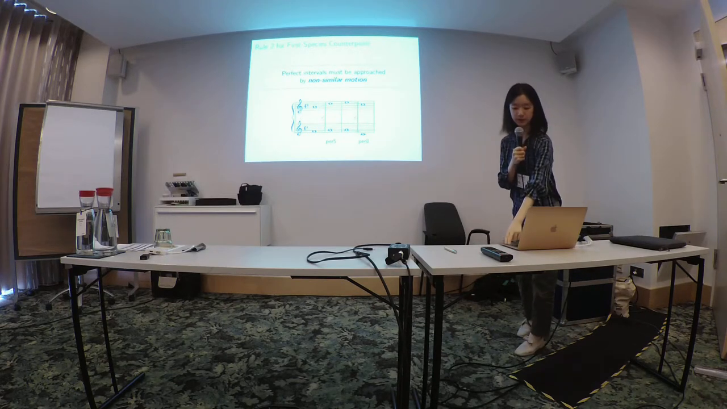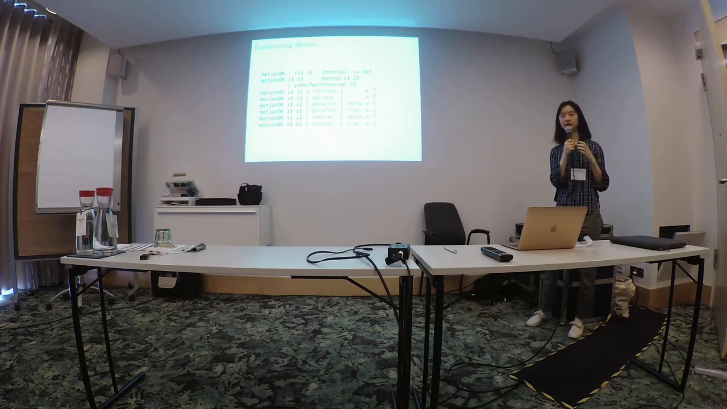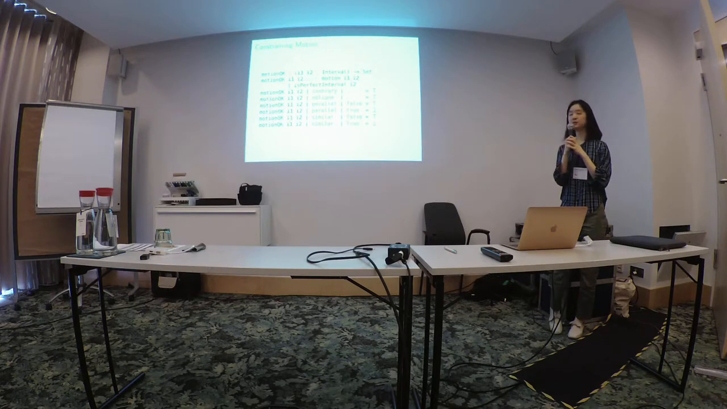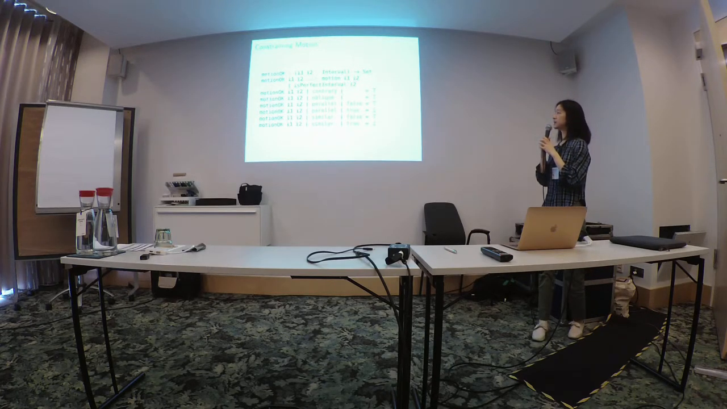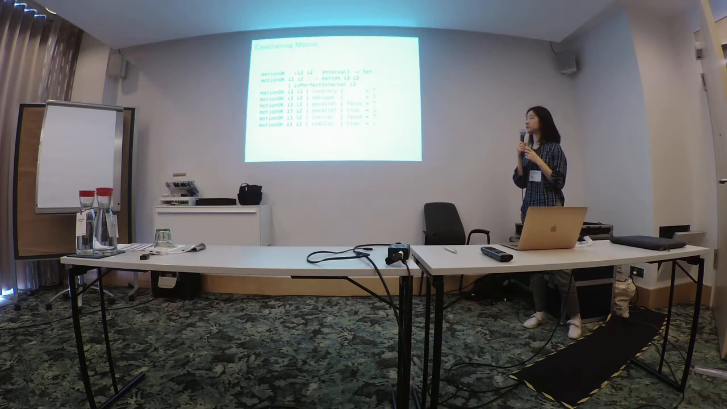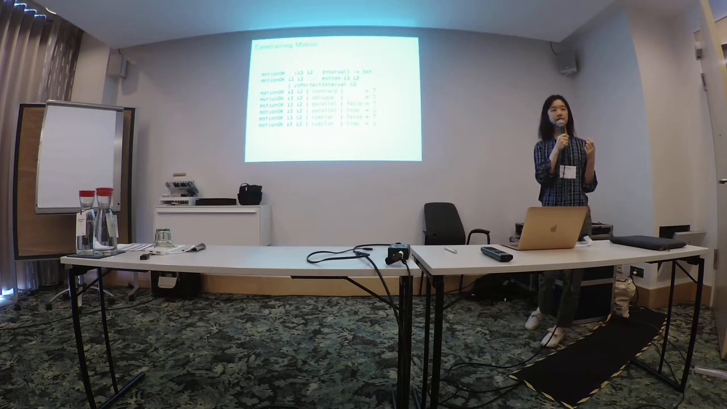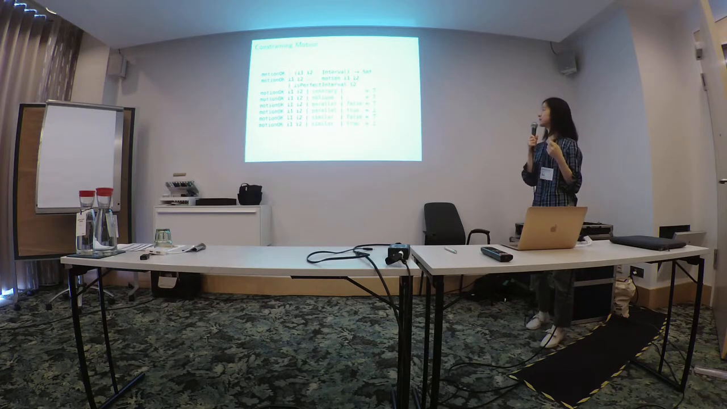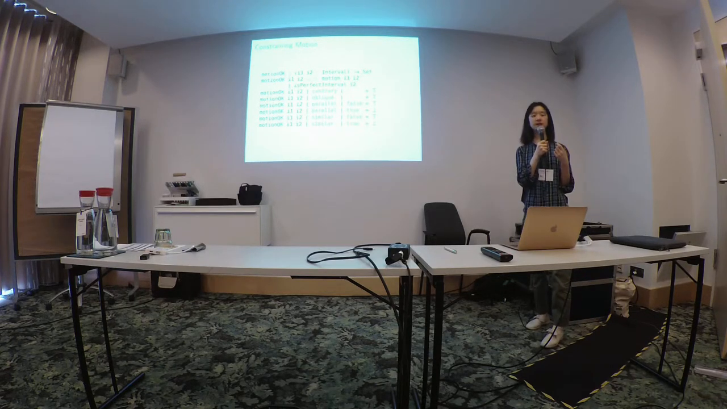To constrain motion, we define a predicate motion OK. So this predicate is a function that takes in two intervals and returns a type representing either truth or falsity. The definition is pretty straightforward. If the motion is contrary or oblique, then we can immediately conclude that the predicate holds. And if it is parallel or similar, we check if the second interval is perfect or not.